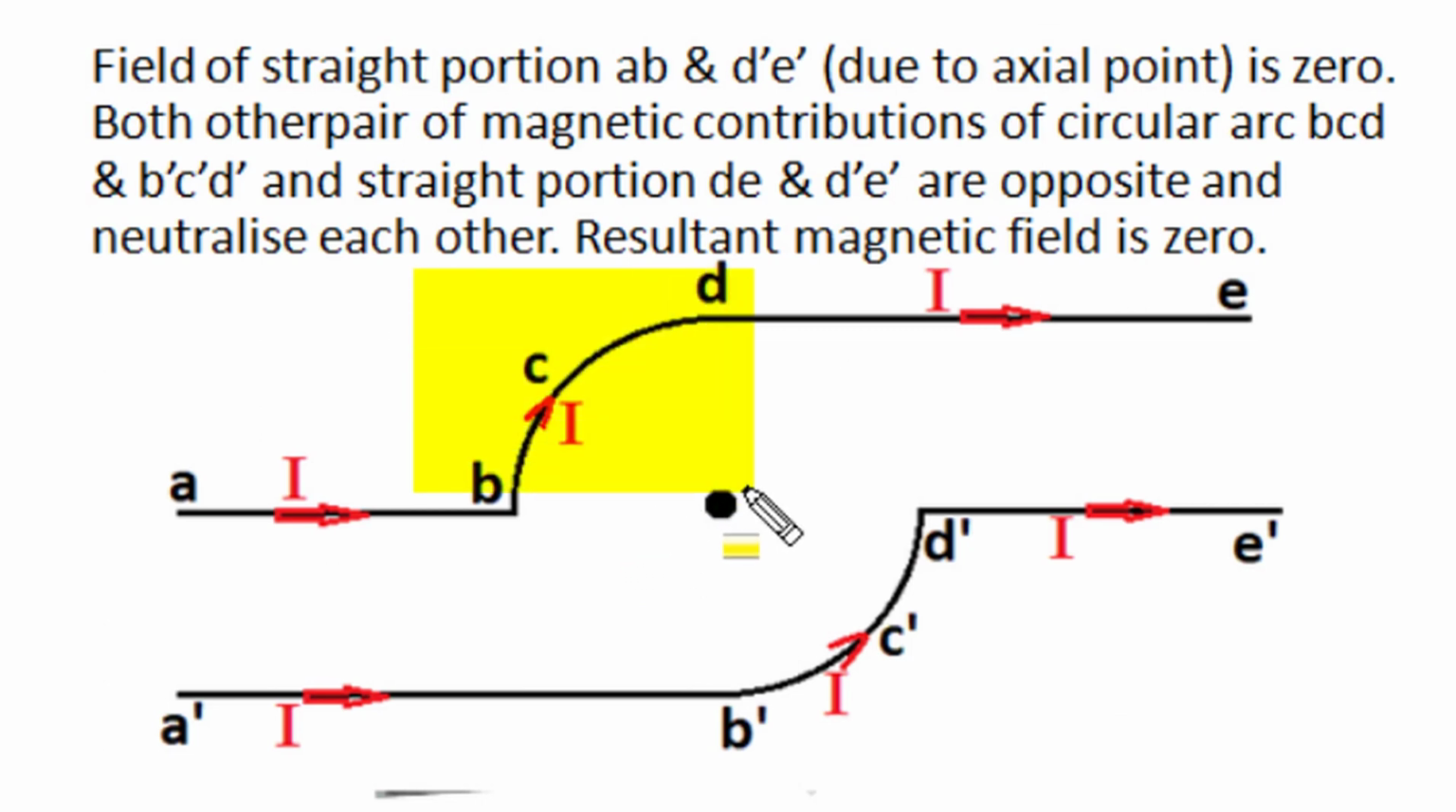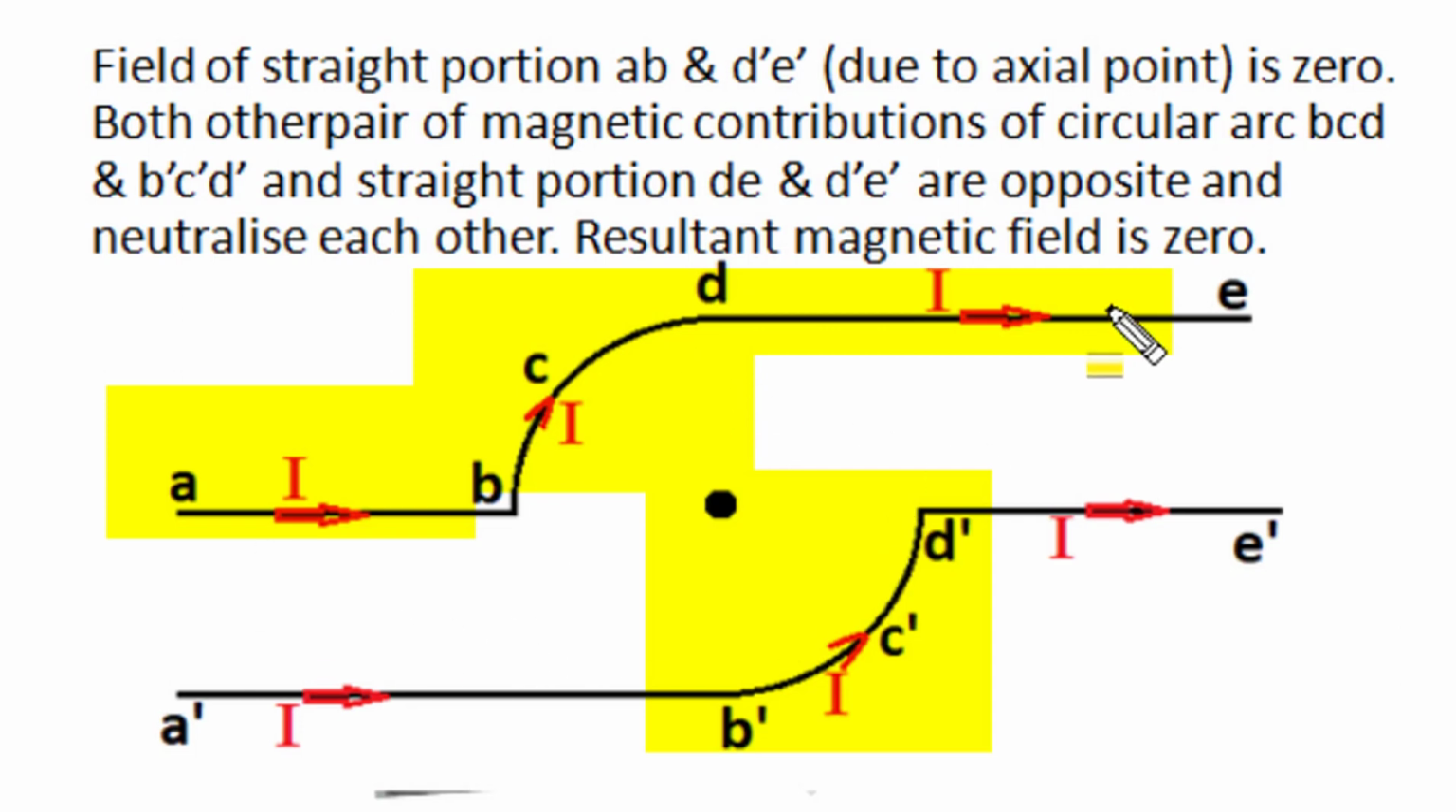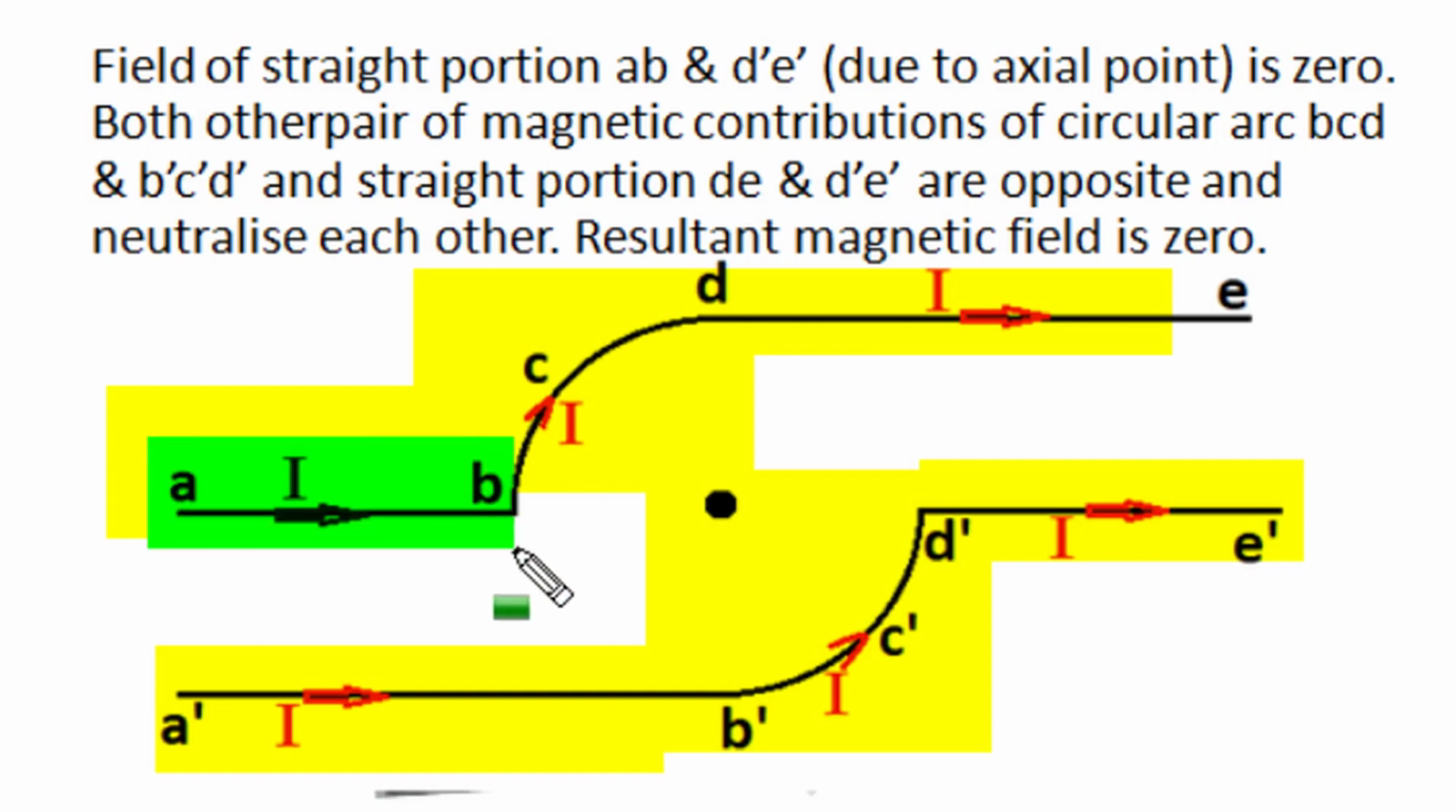Two quarter circular sections BCD and B', C', D' carry current from infinite long straight conductors AB, D and A dash, B dash and D dash, E dash as shown in figure, and we have to find out resultant magnetic field at the center of circular current sections. This straight green highlighted AB section and D dash, E dash section won't produce any magnetic field as observation position is coaxial to current length.